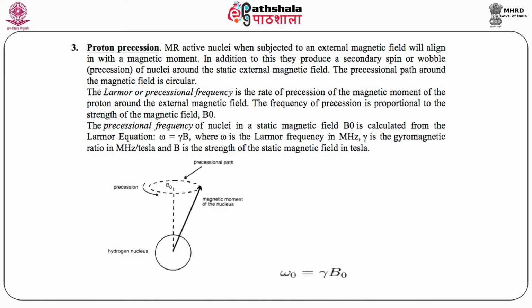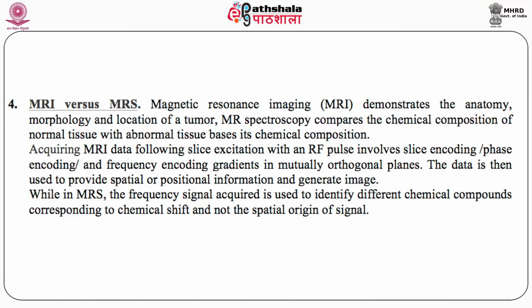The precessional frequency of a nucleus in a static magnetic field B0 is calculated by the Larmor equation, which is omega equals gamma times B, where omega is the Larmor frequency in megahertz, gamma is the gyromagnetic ratio in megahertz per Tesla, and B is the strength of the static magnetic field in Tesla.